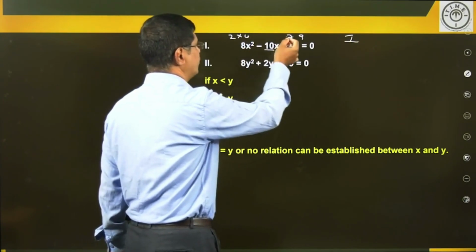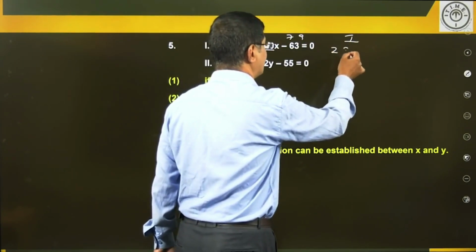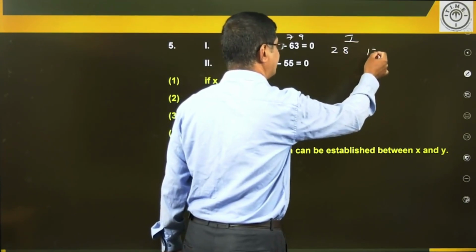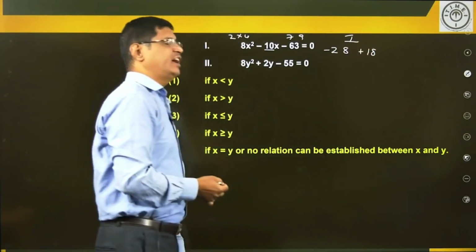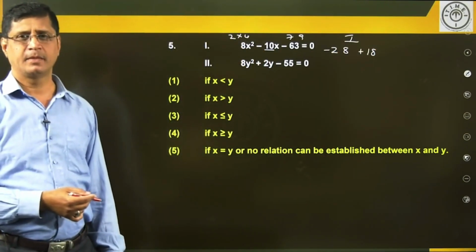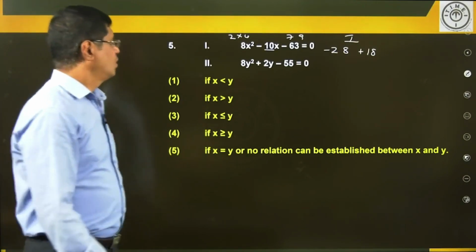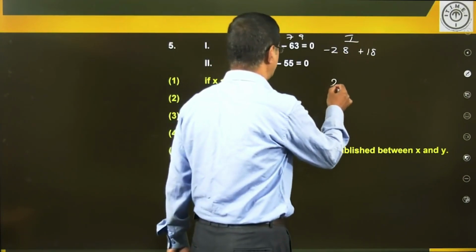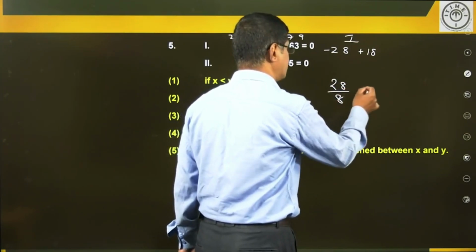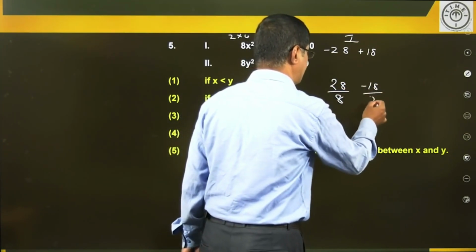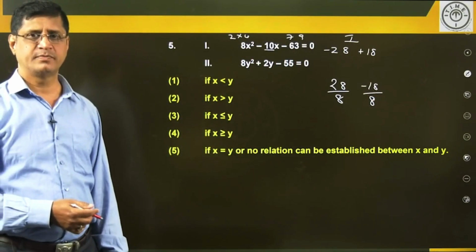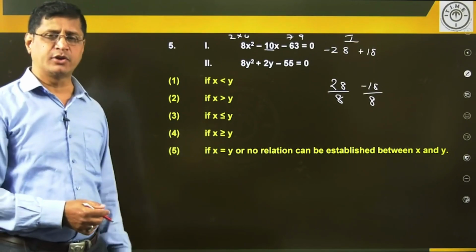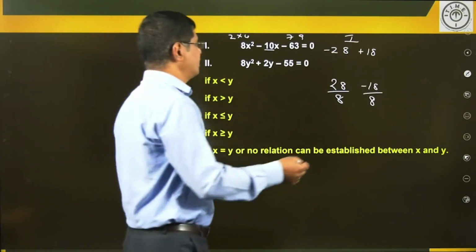So, 7 into 8, that is 28, and 2 into 9, that is 18. What is the result? Minus 28 plus 18, that is minus 10. What about the roots? 28 by 8 and minus 18 by 8. These are the roots of the first quadratic equation. Now find the roots of the second quadratic equation.